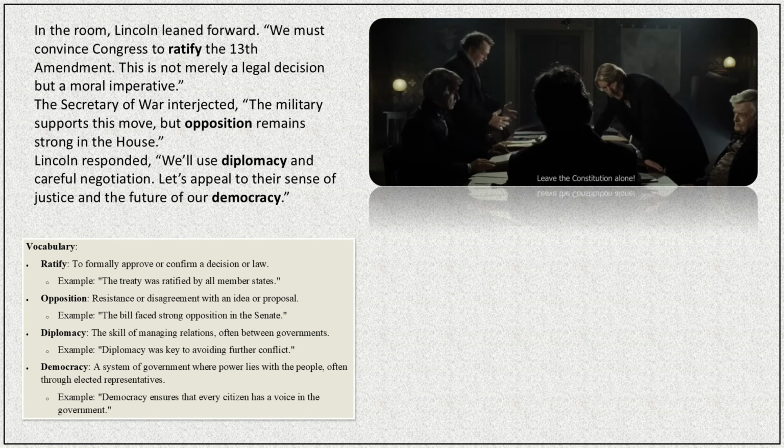Diplomacy. This means the skill of managing relations, often between governments. Diplomacy was key to avoiding further conflict. Democracy. This means a system of government where power lies with the people, often through elected representatives. Democracy ensures that every citizen has a voice in the government.